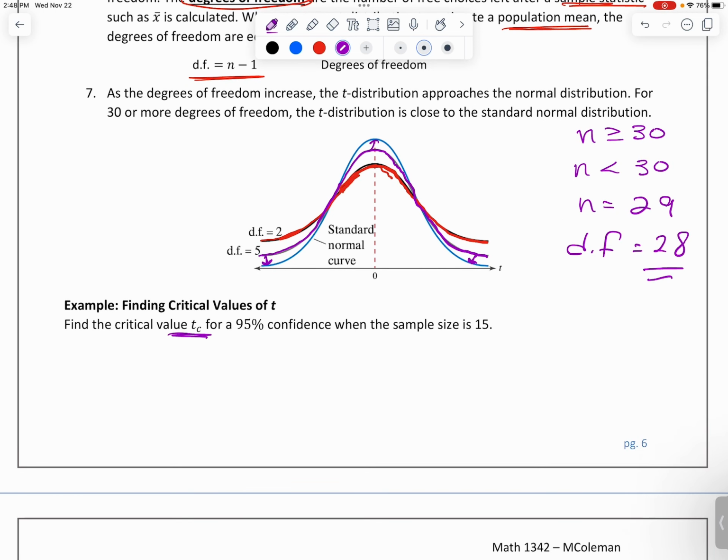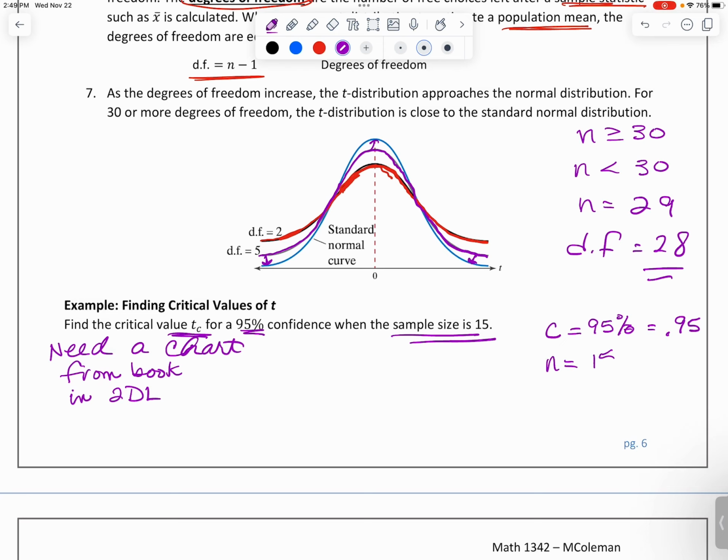Again, we're going to try to find these critical values, and in order to do that, we need a chart in the book. This cannot be done on your calculator, so we need a chart either from the book or from what I've given you in your class. There's a copy of the t-distribution in your class. In order to do this, we're going to look at the confidence level we're trying to find. In this case, that's 95% or 0.95. The sample size is 15, so n is equal to 15. We need the degrees of freedom, which would be 15 minus 1, or 14.